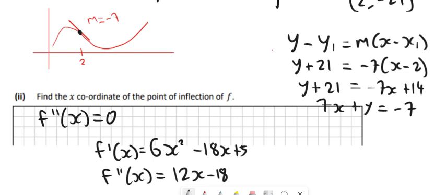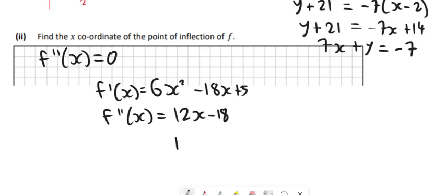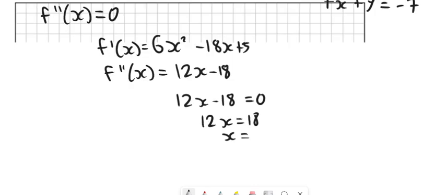And what we do then is we let that be equal to 0. So 12x minus 18 is equal to 0. I'm just bringing the minus 18 across. It becomes 18 on the other side. And then I divide by 12, so that it'll give me 3 over 2 when I simplify. So x is equal to 3 over 2, and that's it.